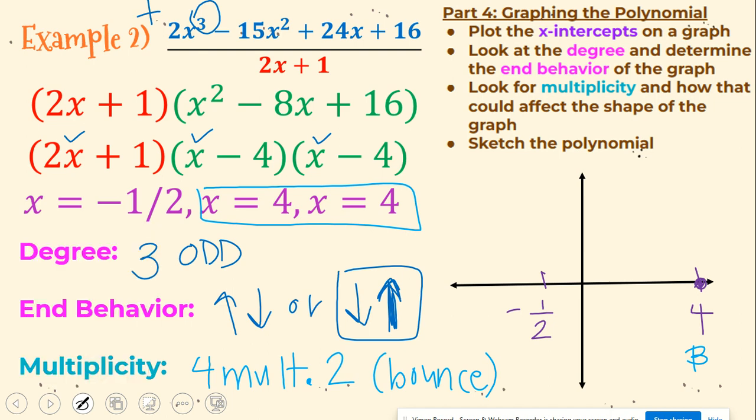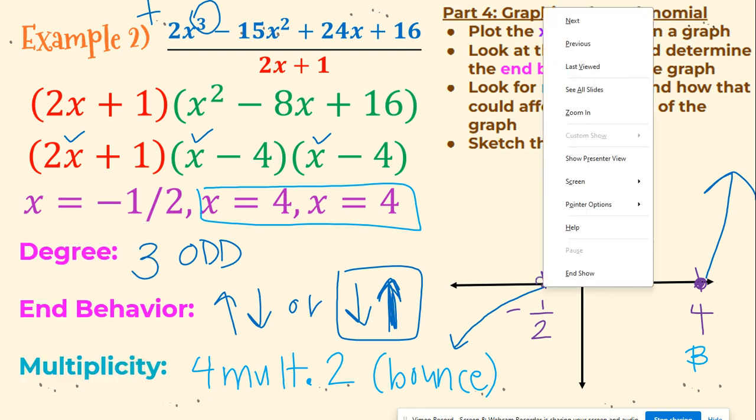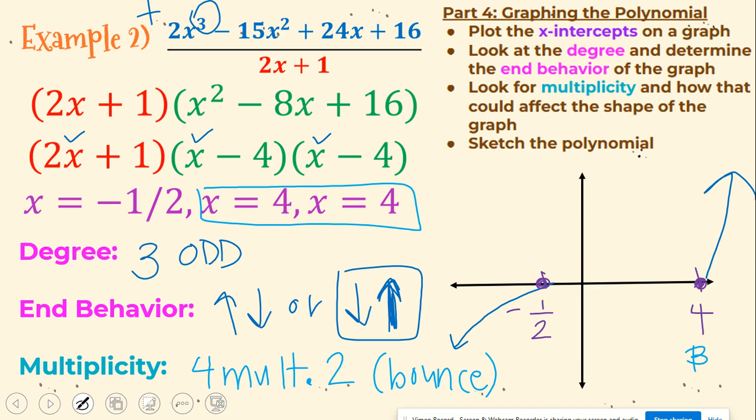Then we can apply our end behavior. Remember, it says that we need to go down first and then up to end. And since -1/2 doesn't have any crazy multiplicity, cross through, go up as high as you want, but at 4, it's got to bounce. 4 has to do this shape. Boom. And that matches a quick sketch of our graph.